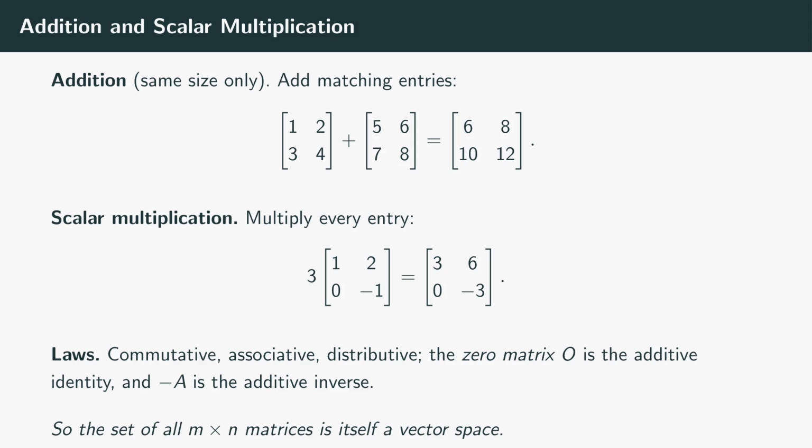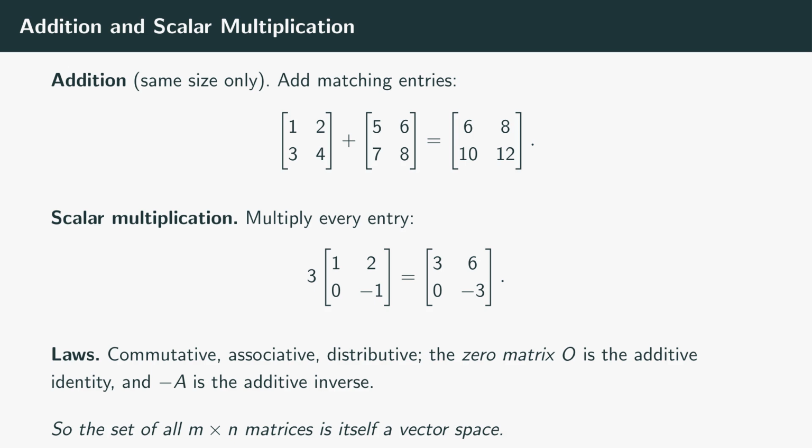The 2 easy operations come first, and they behave exactly like vectors. To add 2 matrices, they must be the same size, and then you simply add the entries in matching positions. So the entry in row 1, column 1 of the sum is the sum of the 2 entries in row 1, column 1, and so on across the whole grid. You cannot add a 2 by 2 matrix to a 3 by 3. The shapes have to match.